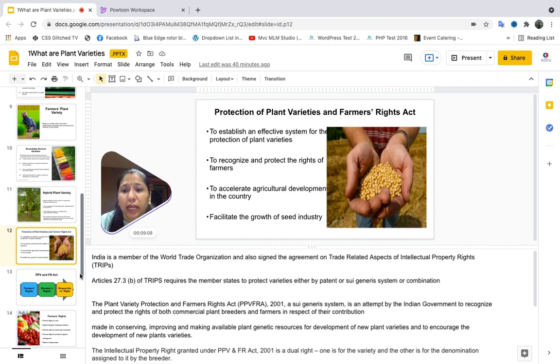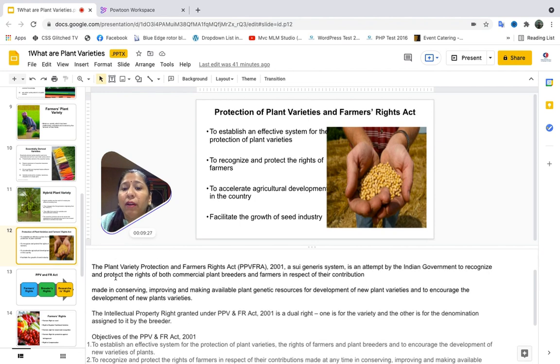India is also a member state, so it requires all its member states to protect varieties either by a patent or by a sui generis system or by a combination of both. So India adopted a sui generis system. It means it adopted a new system for the protection of plant varieties. The Plant Variety Protection and Farmers' Rights Act 2001 is the act which governs the protection of plant varieties in India.